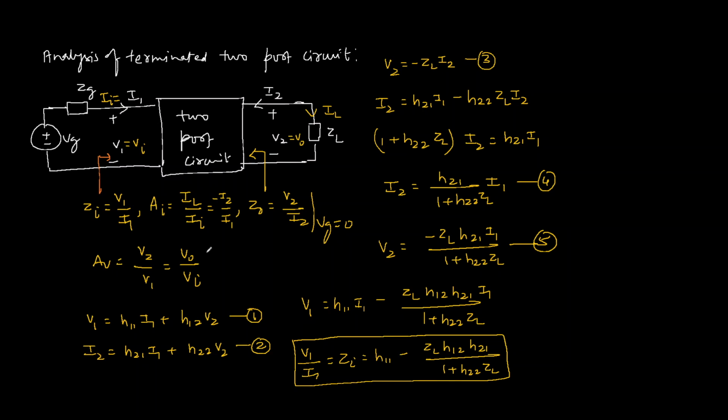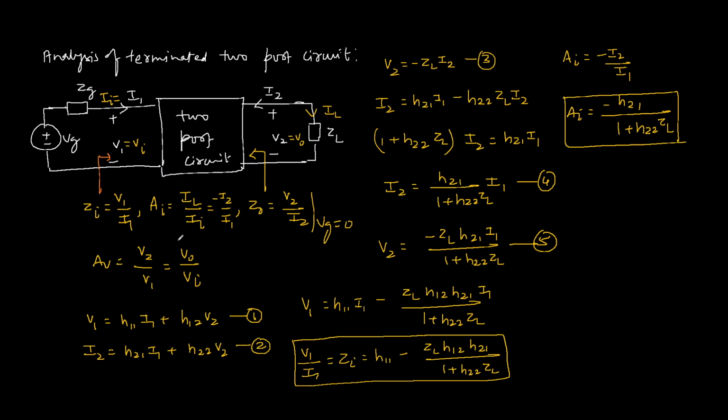Now let's find the expression for current gain. This current gain is simply negative I2 over I1, and from equation 4 we can see that I2 over I1 is H21 over 1 plus H22 ZL. So current gain is negative H21 over 1 plus H22 ZL. This is the expression for current gain.